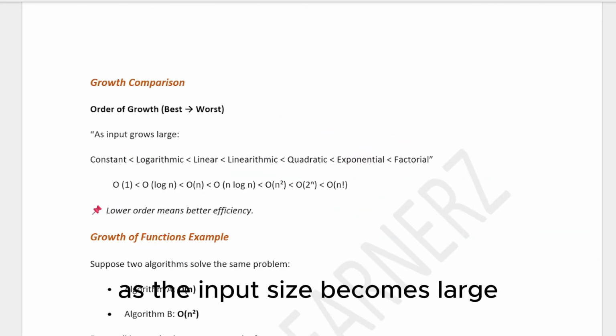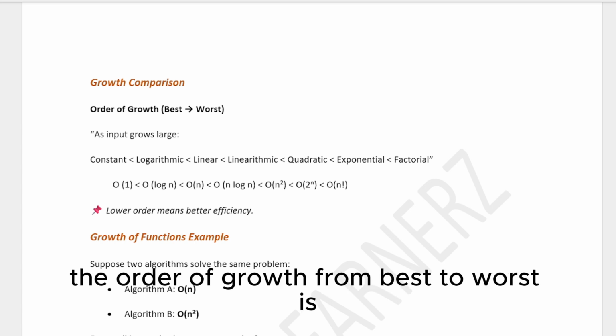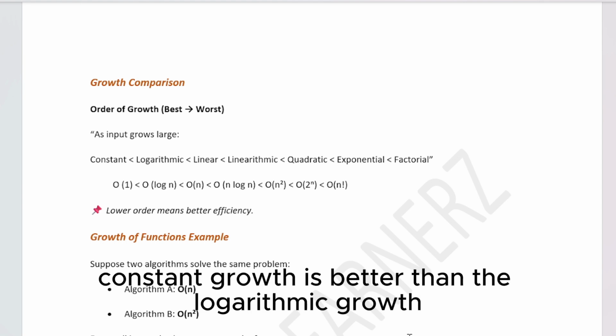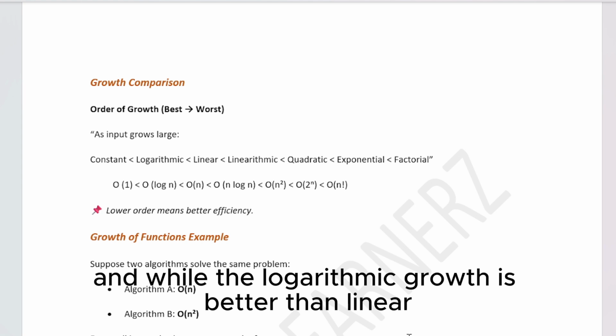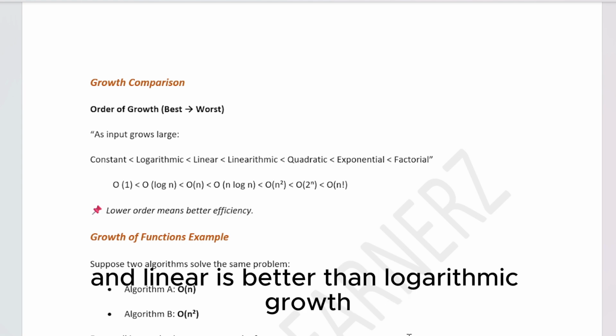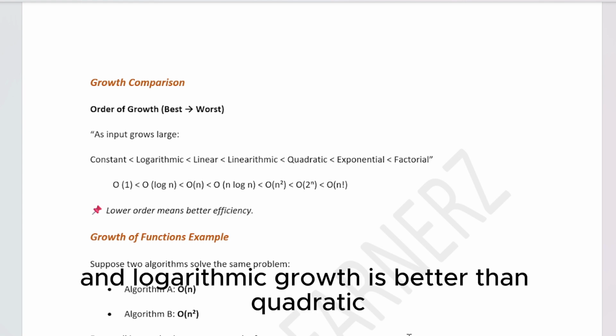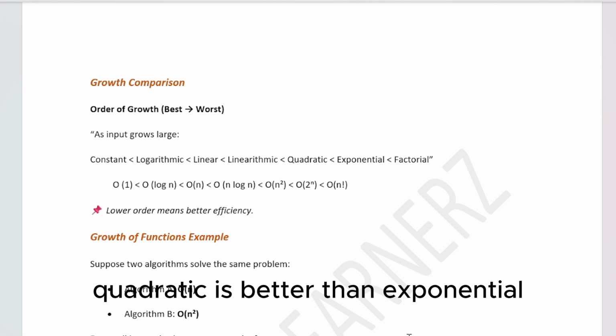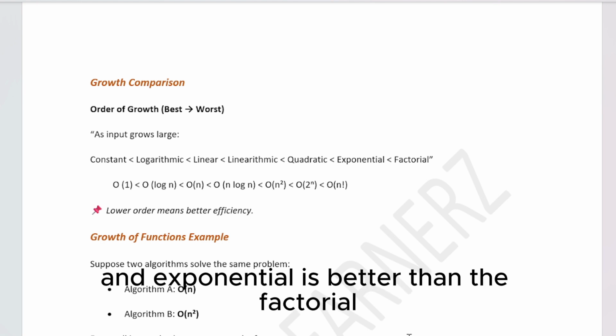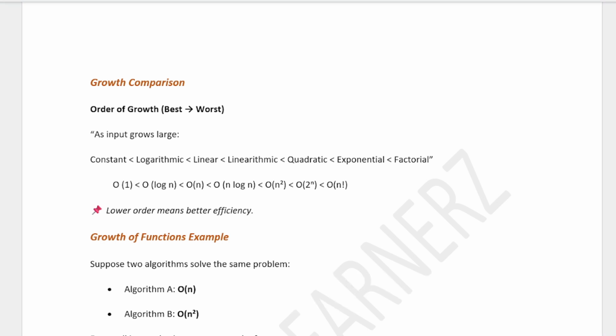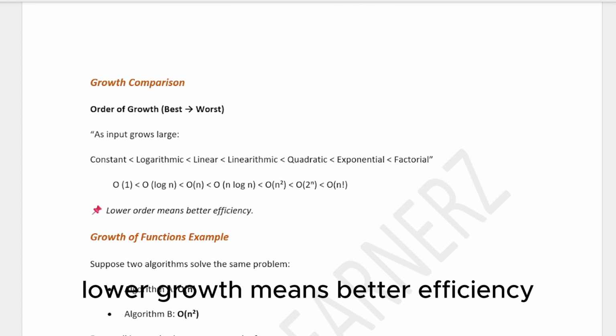As the input size becomes large, the order of growth from best to worst is: constant growth is better than logarithmic growth, logarithmic growth is better than linear, linear is better than linearithmic growth, linearithmic growth is better than quadratic, quadratic is better than exponential, and exponential is better than factorial. Lower growth means better efficiency.